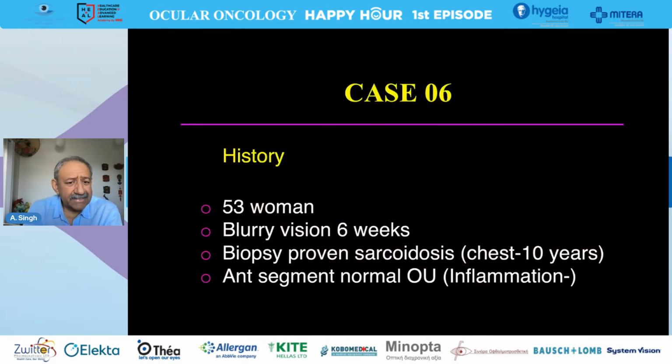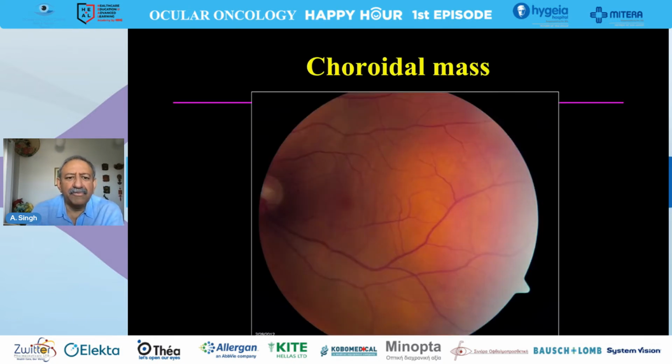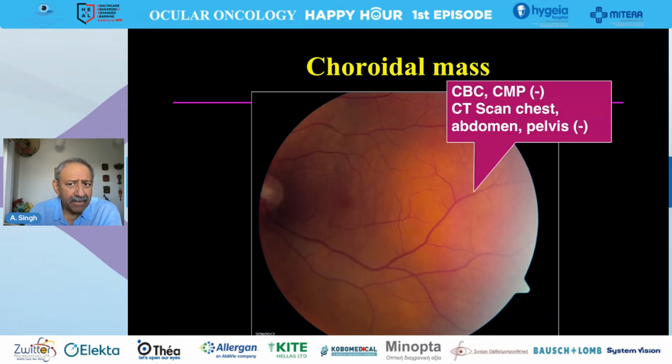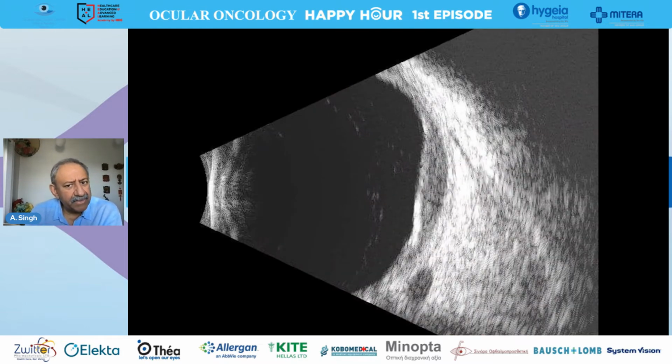So coming to the last three cases, a little bit more complicated. This is a 53-year-old woman with blurred vision for some time, and she has a known history of sarcoidosis from several years ago. On examination, there was no inflammation that we could find, but we do see a kind of ill-defined thickening in the choroid. And you say, can this be sarcoidosis? Can this be scleritis? All those are possibilities. But when we did the scans and blood work, everything was negative. We couldn't really find any other area of involvement or biopsy. When we do a B scan, you find something inside and you find something outside.